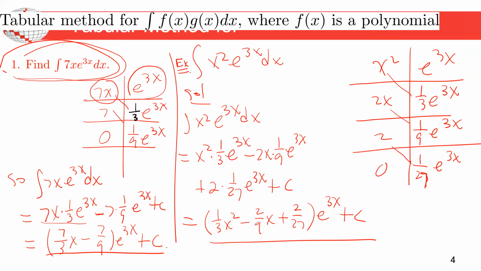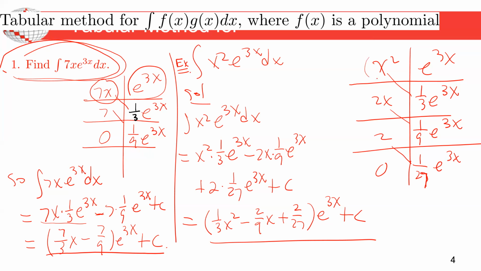The second example, which is on the right side of the page, is the example which we mentioned earlier. It's the integral of x squared times e to 3x. In this case, the first factor is the quadratic function, so we just do the same thing.